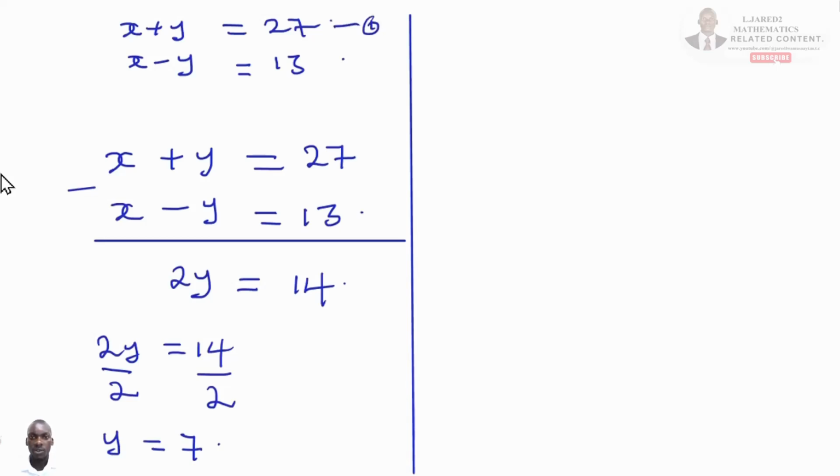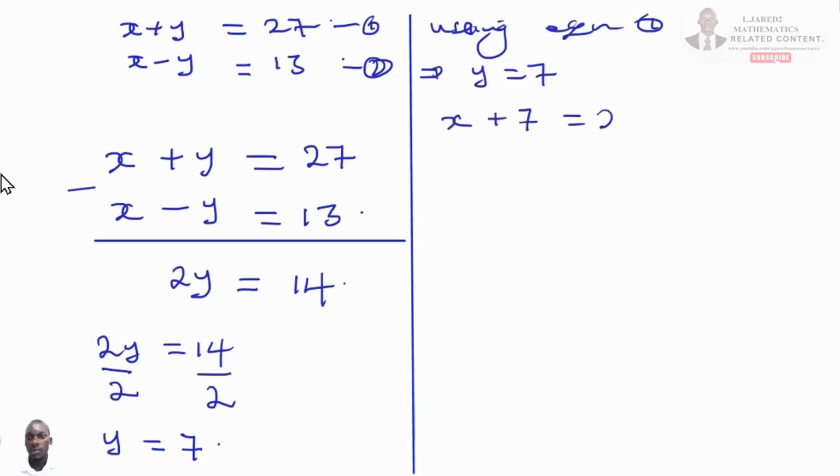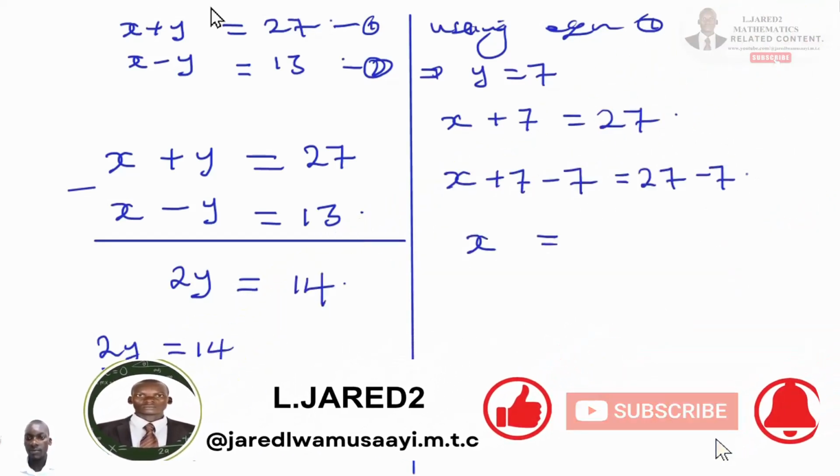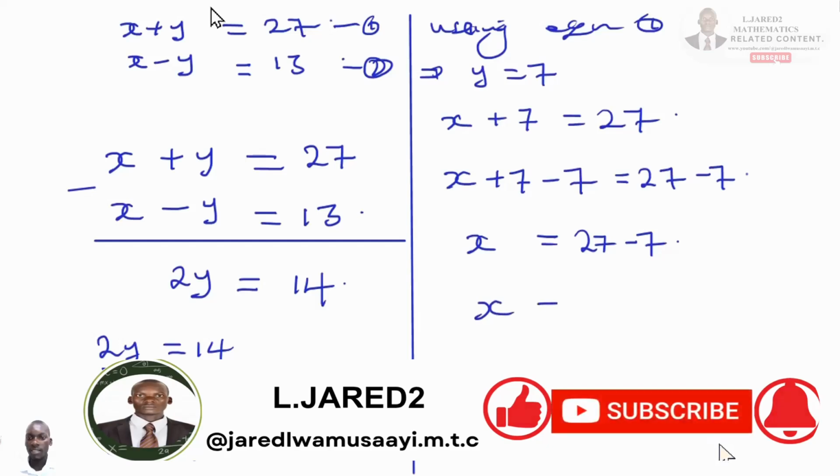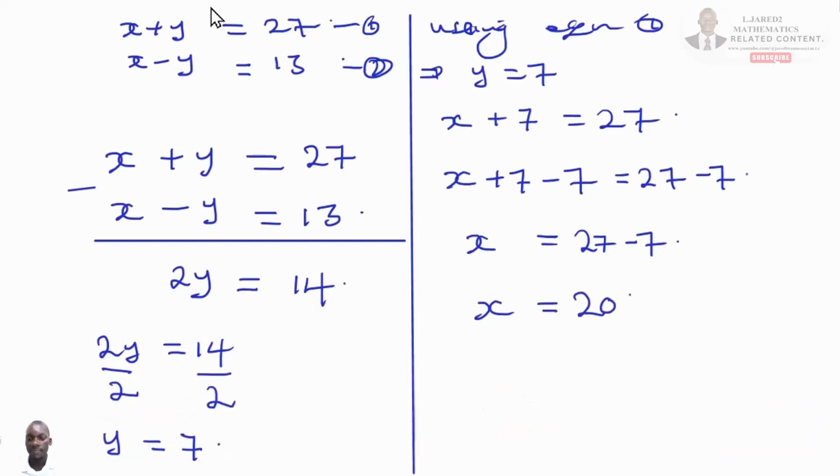If this is equation 1 and this is equation 2, we can now use, say, equation 1. What does it mean? For y equaling 7, it implies that we shall have x plus y, which is 7, equals 27. Let us collect like terms. We are going to have x plus 7 minus 7 equals 27 minus 7. So our x equals this and this cancel out, so that we have 27 minus 7. Then 27 minus 7, we are getting our x to be 20. We can conclude that, therefore, x equals 20 and y equals 7.